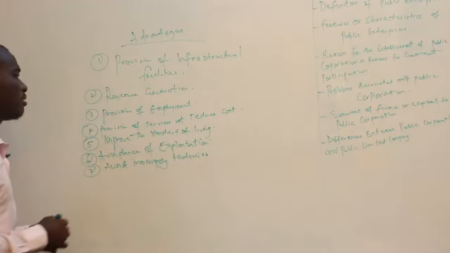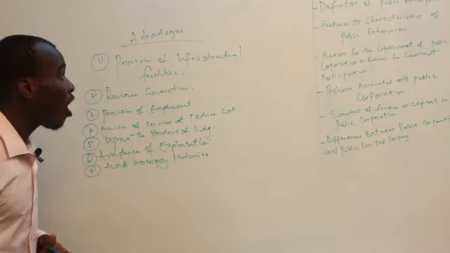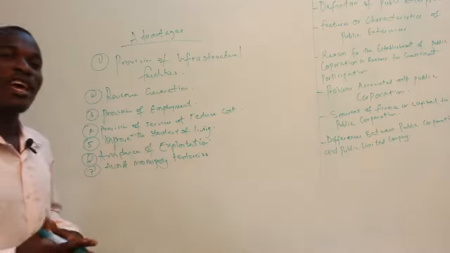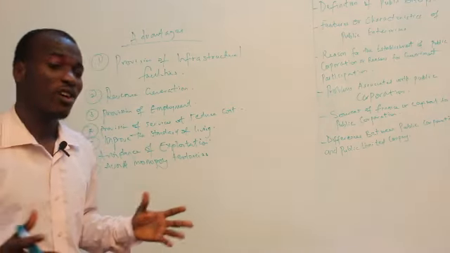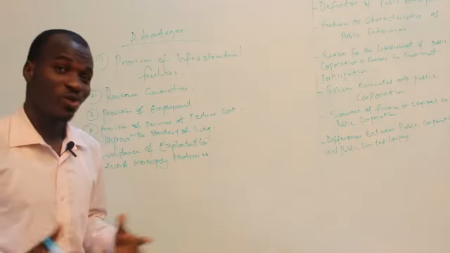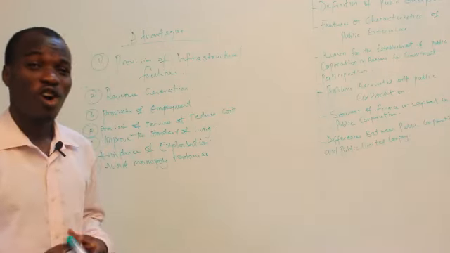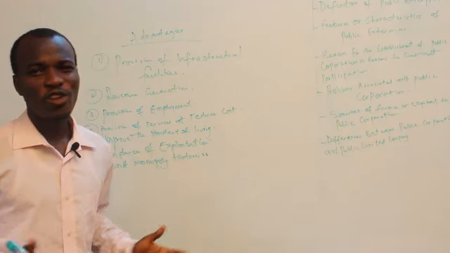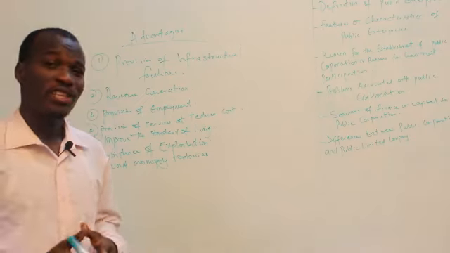We're going to look at the advantages in the following areas. Number 1 is the provision of infrastructural facilities. If public enterprises are to be established, there is a lot of infrastructure and facilities that have to be put in place. So the existence of public enterprises means more infrastructural facilities in the economy, which helps to encourage economic activities and also brings about development in the economy.